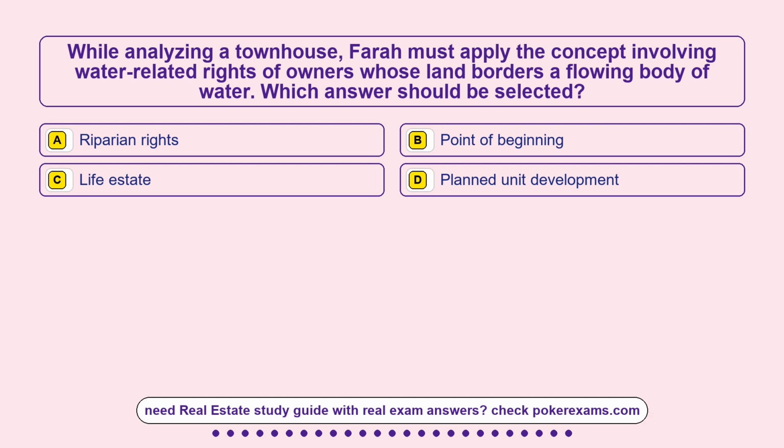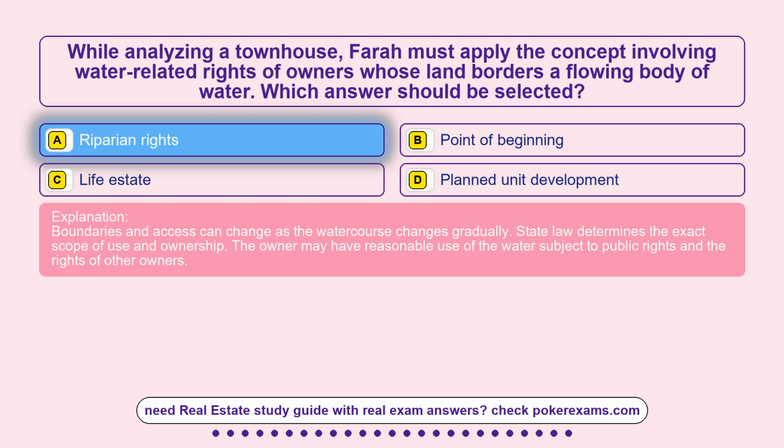Question 19. While analyzing a townhouse, FARA must apply the concept involving water-related rights of owners whose land borders a flowing body of water. Which answer should be selected? Option A, riparian rights. Option B, point of beginning. Option C, life estate. Option D, planned unit development. The correct answer is option A, riparian rights.